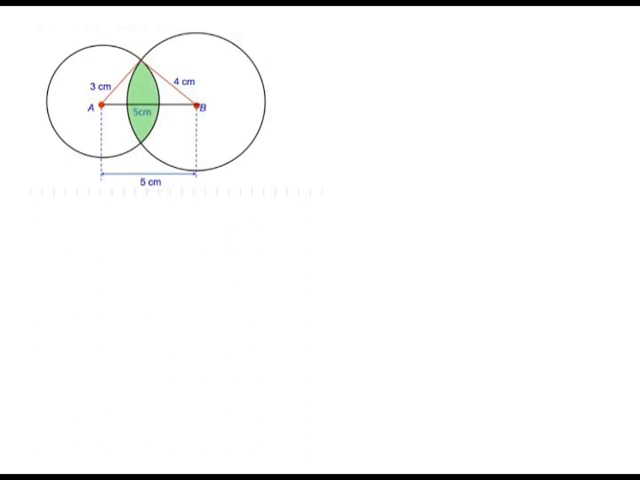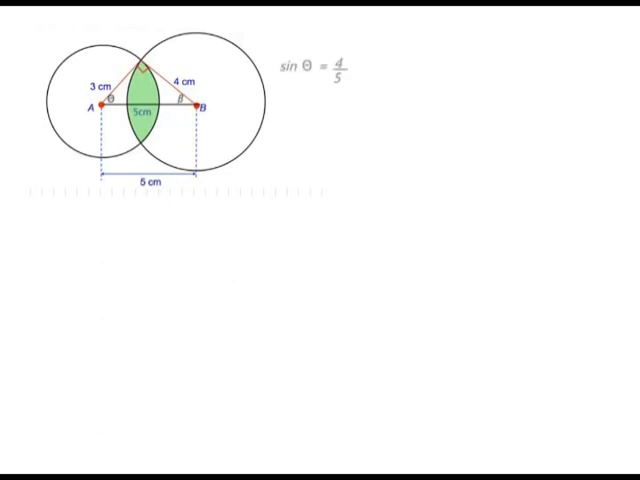Now this is interesting. If you recall the Pythagoras theorem, for a triangle with these measurements, this angle is 90 degrees. This is just pure coincidence. So we are actually dealing with a right-angled triangle here. Let me name this angle here theta and this one beta. Using trigonometry, we can find theta and beta. It's important you see that AB is the hypotenuse here.